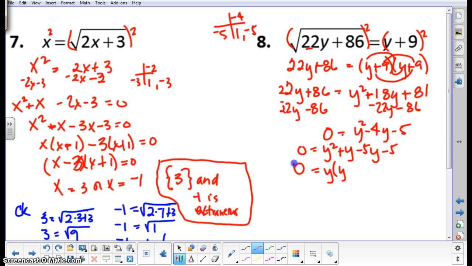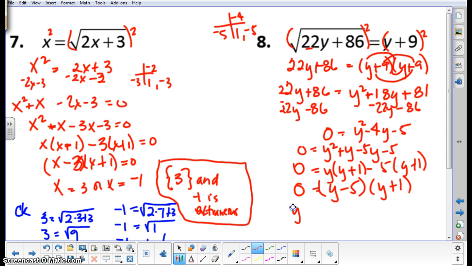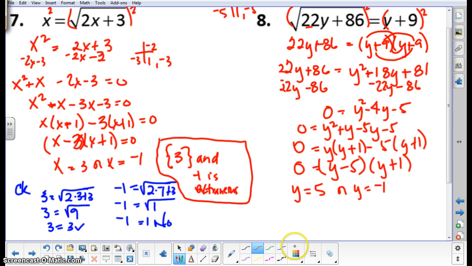So we get y minus 5 and y plus 1. So our two candidates for y are 5 or negative 1. So let's do our check.